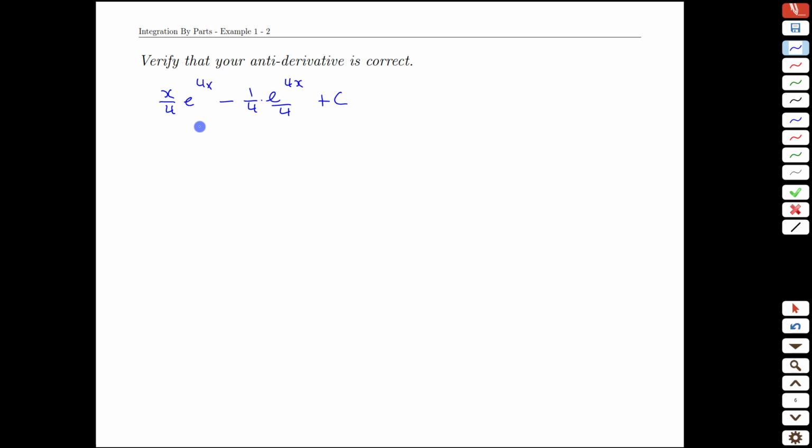So we found this function here was our antiderivative. How do we check? Well, we differentiate it. Then we find the derivative of this, and our goal is that this should equal x e to the 4x. That's what we started with in our integration, so we should be able to get back to that through the derivative of this statement here, or this function here. Let's just make sure that's true.